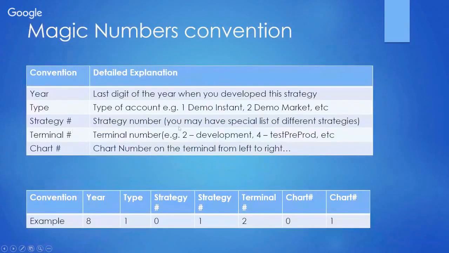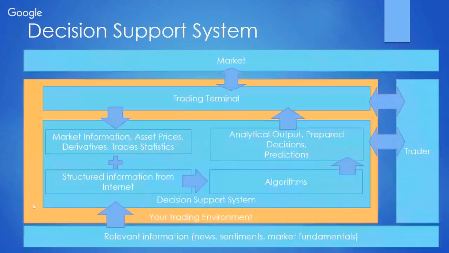To support that, I also created a sort of magic number convention, which basically explains the way you can systematically name your strategies, maintain them, and develop them further. And the decision support system can be represented like this. In this image, we have everything. We have information from the internet on the bottom. We have the trading market on top.